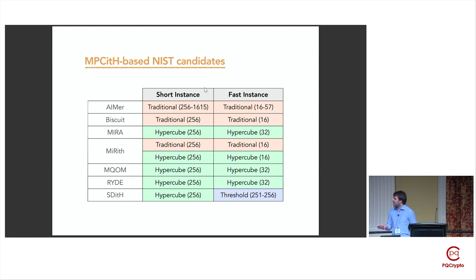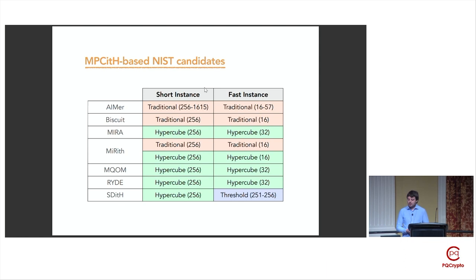There is no limitation. Mira, MCOM, and RIDE are working on the hypercube approach. And SDNZ are working for the short instance, because there is still a short instance and a fast instance, like Sphinx. The short instance uses the hypercube approach, and the fast uses a threshold variant.